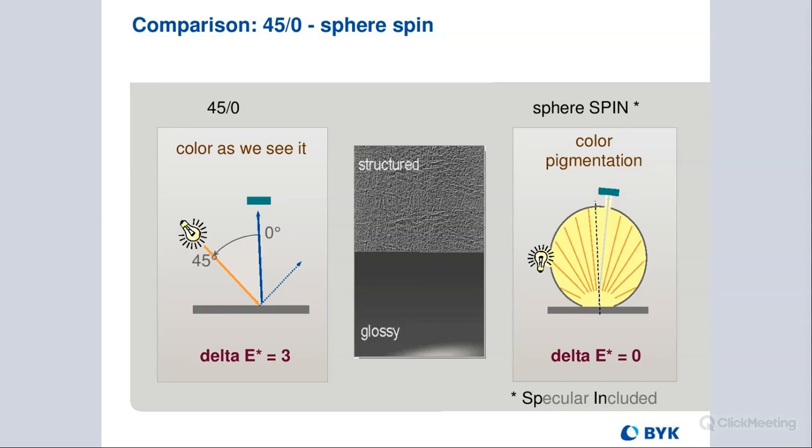So just between the 45-0 and the sphere technology, you can see for this particular panel, you're going to get a delta E of 3 with the 45-0 because that's color as we see it. And with the sphere technology, you're going to get a delta E of 0 because this is actually the same material.